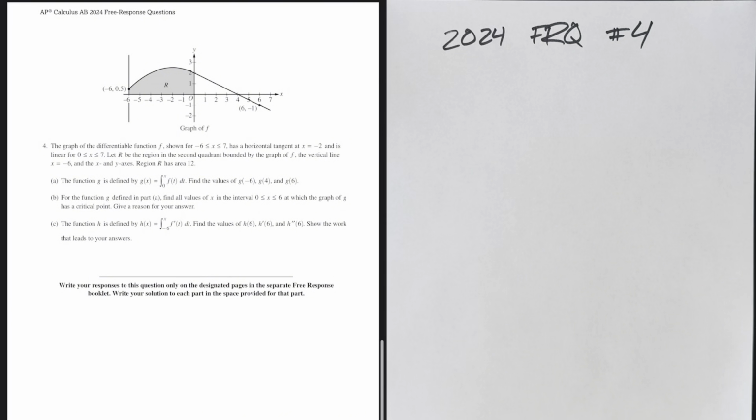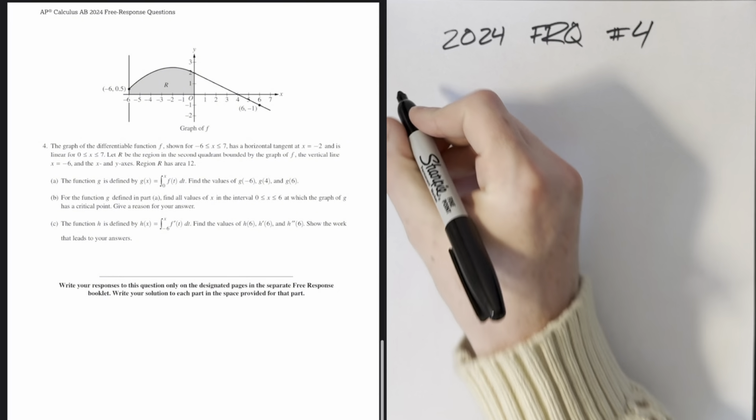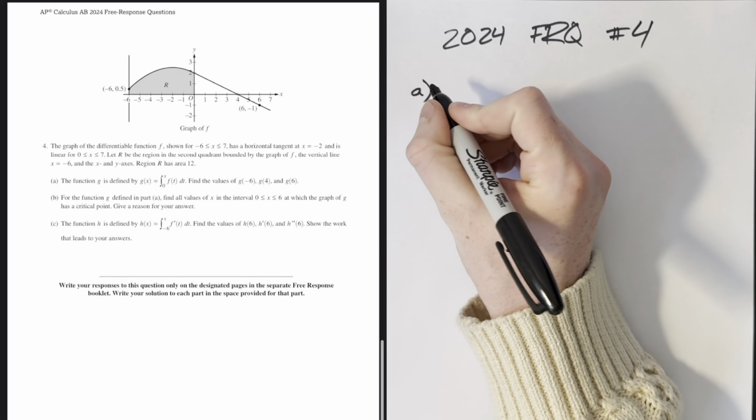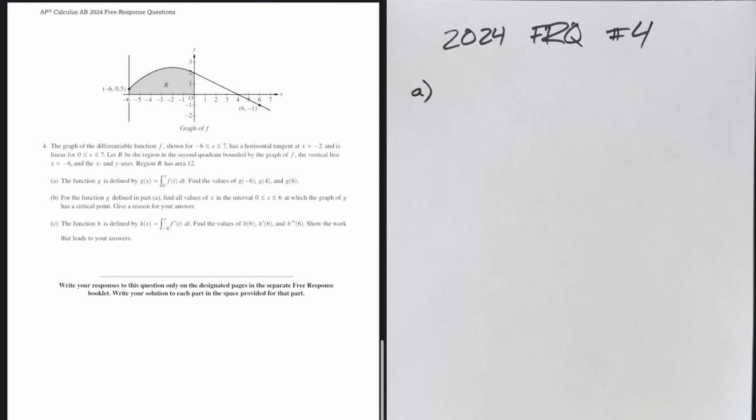Let R be the region in the second quadrant bounded by the graph of f, the vertical line at x equals -6, and the x and y axes. It tells us region R has an area of 12. So, okay, let's go ahead and get started with part A. We've got this very interesting function that seems a little bit contrived. They're creating this region R. This function wouldn't exist in real life, but they have created it for us.